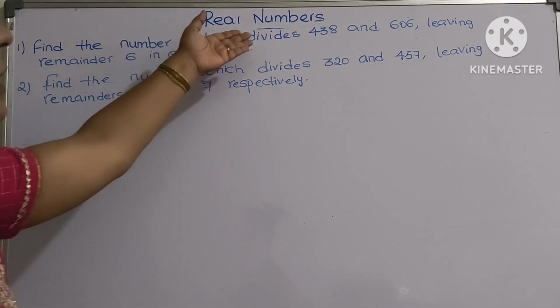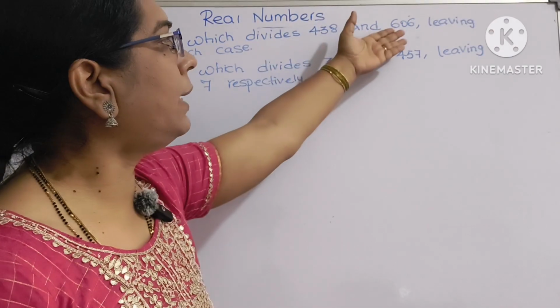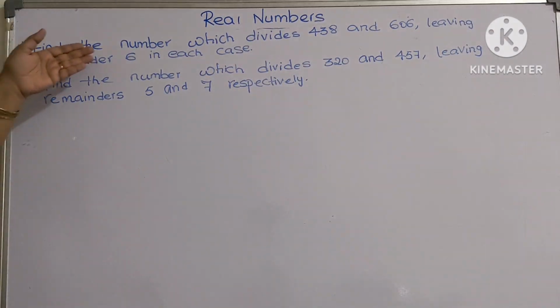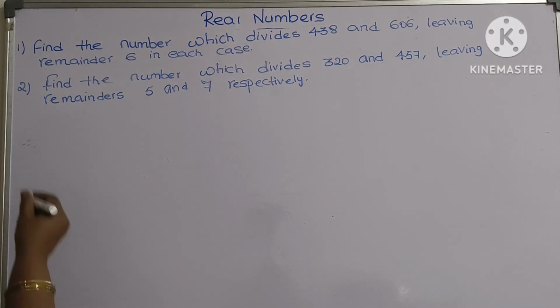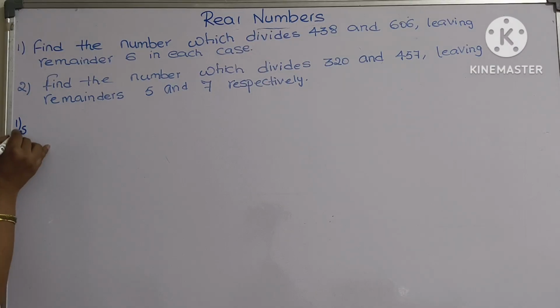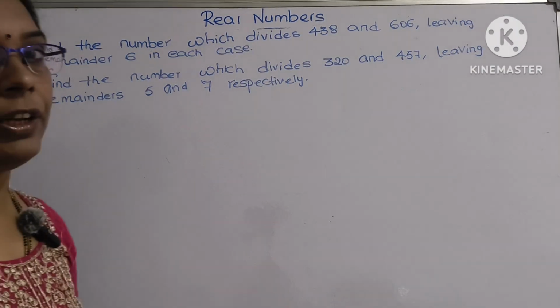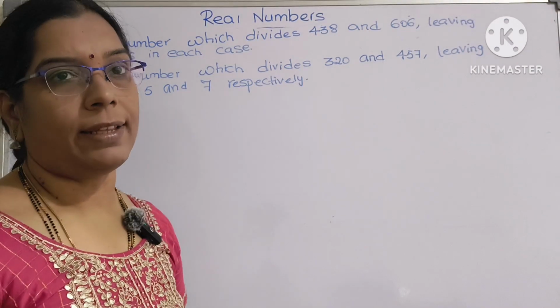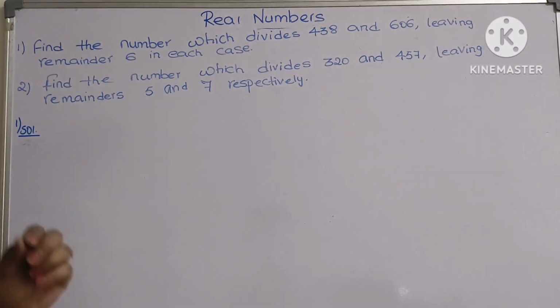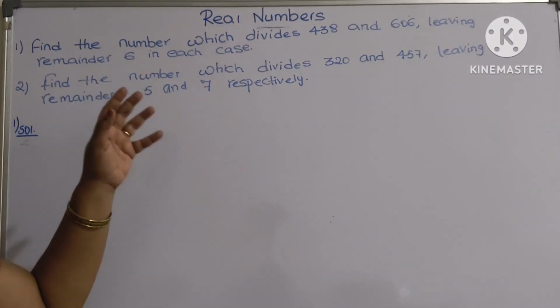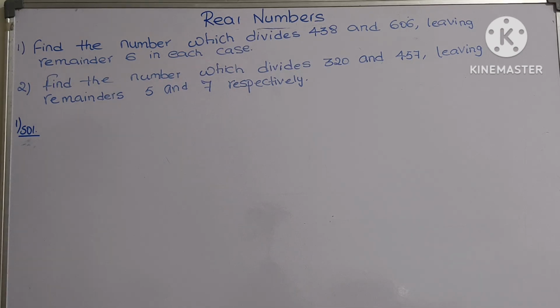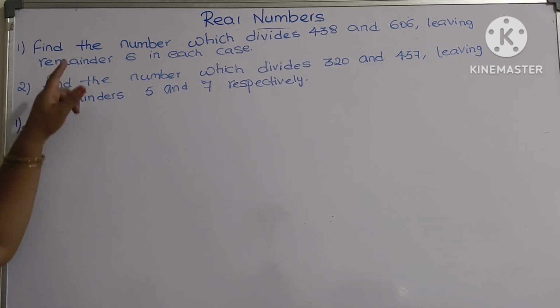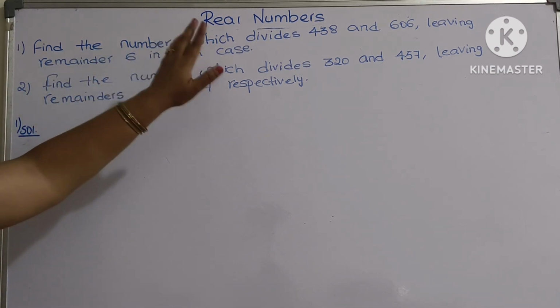Find a number which divides 438 and 606, leaving a remainder 6 in each case. So how to solve this problem? As you know, in this chapter, you should either be finding out the HCF or the LCM. Now let us see, I will teach you a trick as to how to find out whether it is the HCF or LCM. Now what are they saying? They are saying find a number.